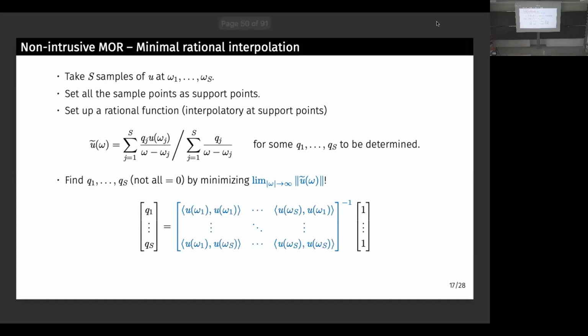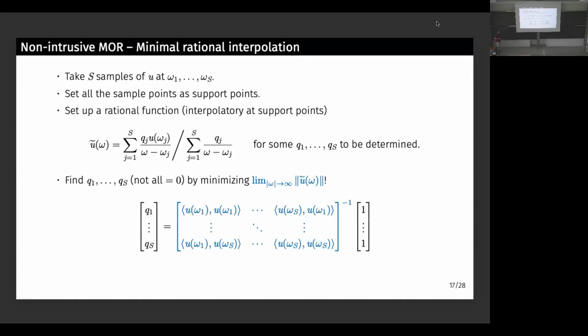Well, simple enough. You do a bit of linear algebra, and it turns out that actually what you're after is just the solution of a linear system. A very simple linear system where the right-hand side is just a vector of ones, and the matrix that we need to invert is the Gramian matrix that we had also in reduced basis. Okay, so the Gramian matrix makes a comeback. We need to invert it, and this applied to the vector of all ones is going to give us our vector of coefficients. Magic.